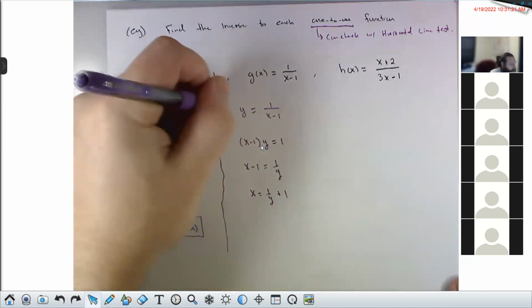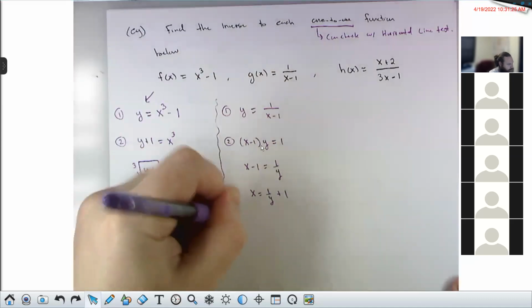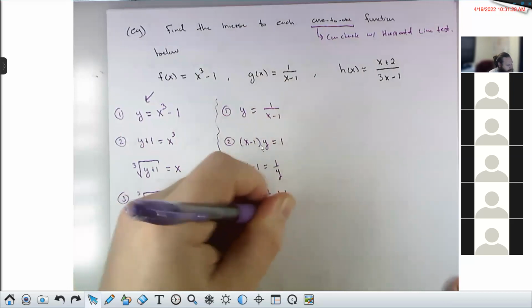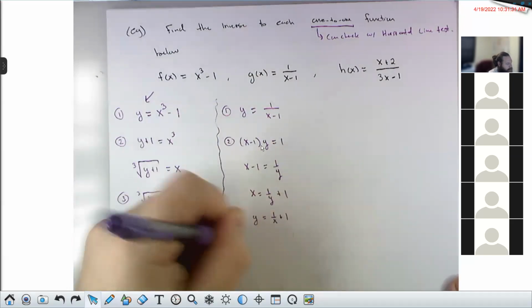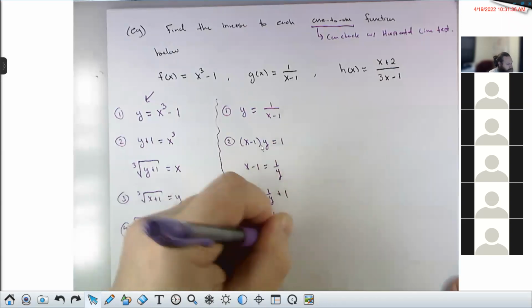This is my step 1. All of this is my step 2. Now that I've solved for x, I can swap x and y. And then finally, I can write g inverse of x for y.